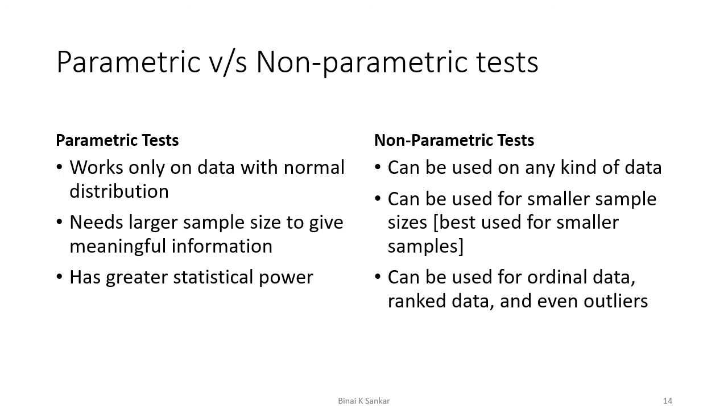The non-parametric test, on the other hand, can be used on any kind of data. You can use a non-parametric test even if your data does not have normal distribution, even if it is a small sample size. Generally, a small sample size is less than 20 samples. It can also be used for data which is ordinal, ranked, or even for outliers. If you do not know what ordinal data, ranked data, or outliers are, please leave a comment. We'll discuss that in the next class.